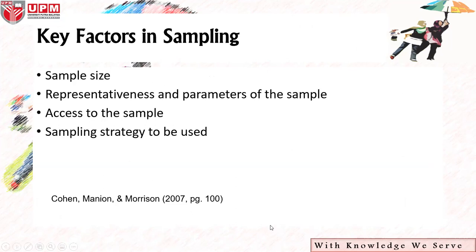Okay, so when we do the sampling, bila kita nak buat persampelan, there are a few things that we need to consider. The first one, sample size. How much minimum sample that we need in our study. Okay, itu yang pertama. Yang kedua, the representativeness and parameters of the sample. The third one, access to the sample. Is it accessible or not? Sampling strategy to be used. Strategi persampelan yang nak digunakan.